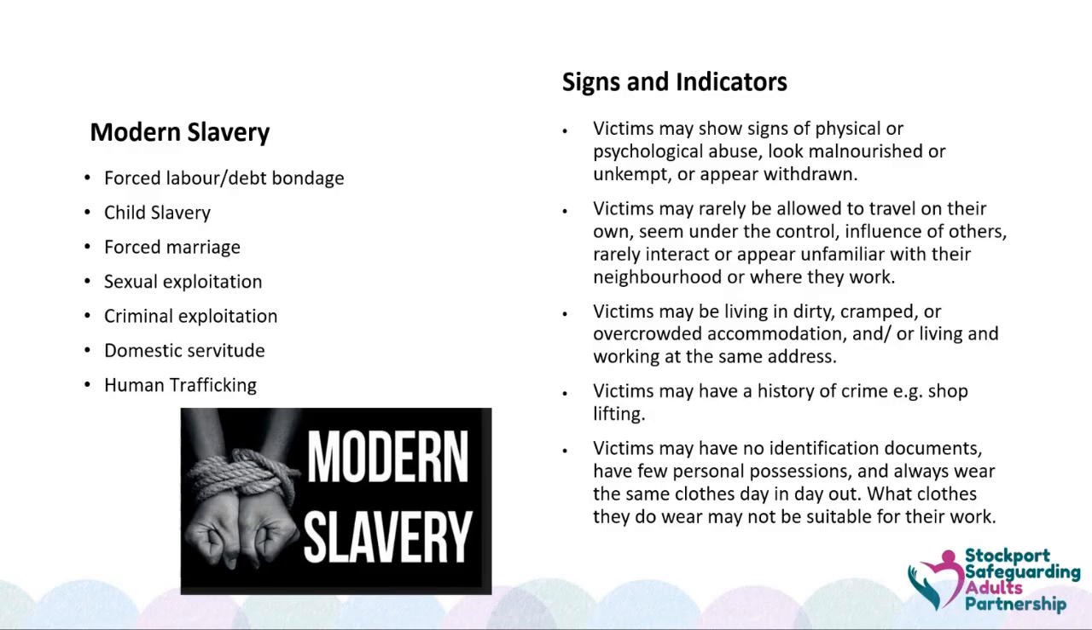They may rarely be allowed to travel on their own. It might seem like they're under some sort of control or influence by another person or another group, and they rarely interact or appear unfamiliar with their neighbourhood or where they work. They may be living in dirty, cramped, or overcrowded accommodation, and there might be numerous people living and working at that same address. Victims may have a history of crime, which can include things like shoplifting, and that individual may not have identification documentation. They may have few personal possessions and always wear the same clothes day in, day out. Think about what clothes they're wearing and whether that's suitable for the work that that person is doing.